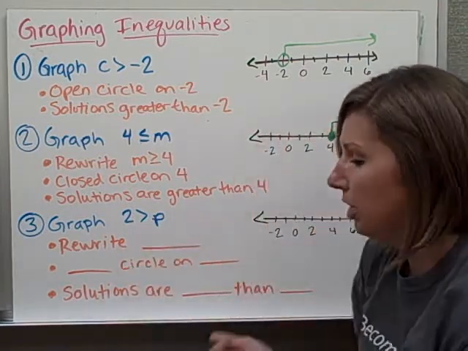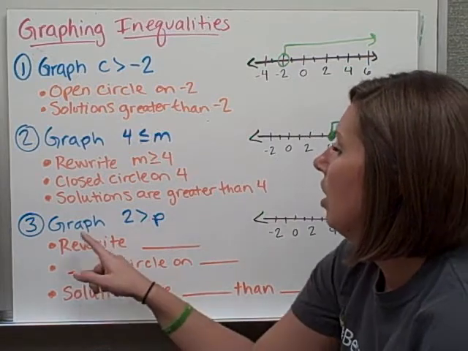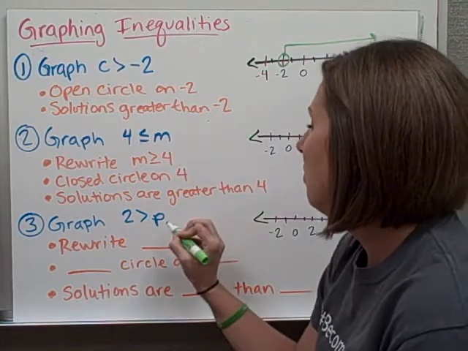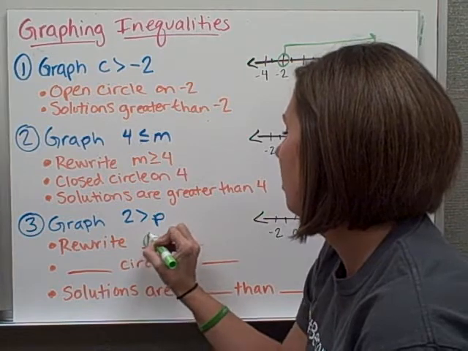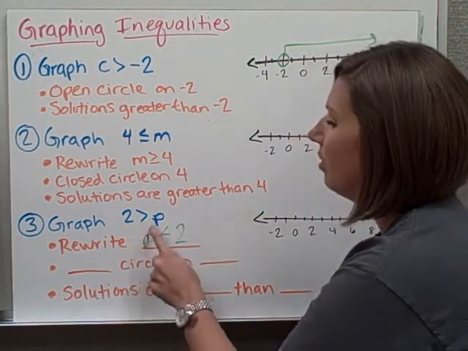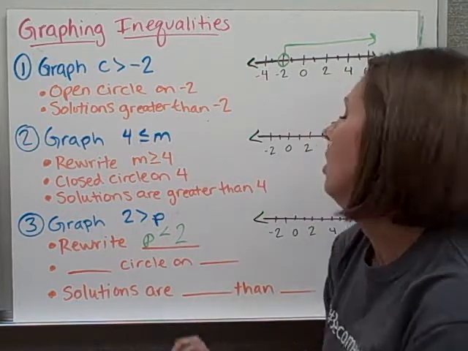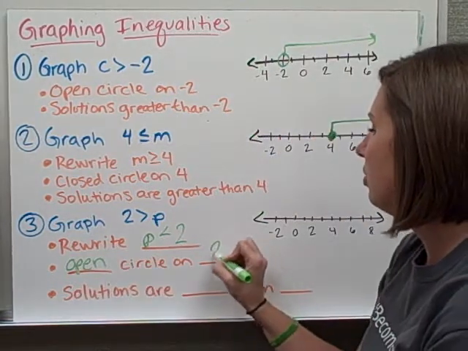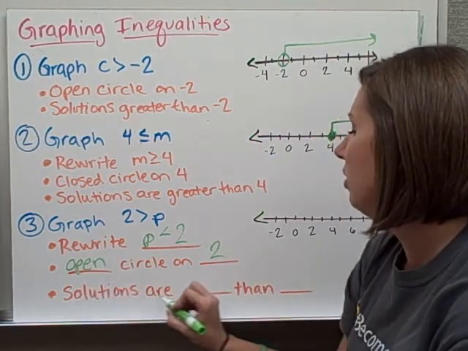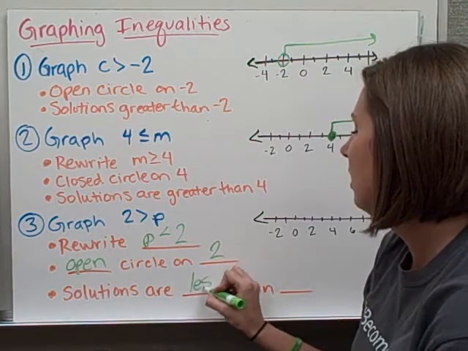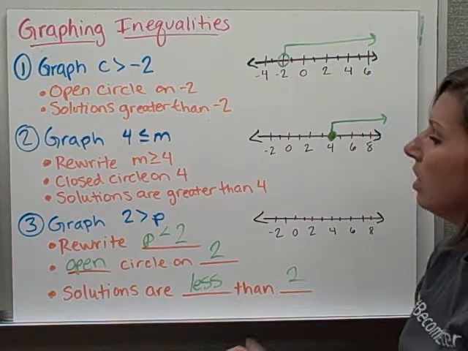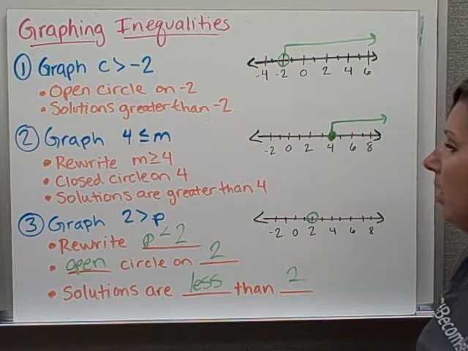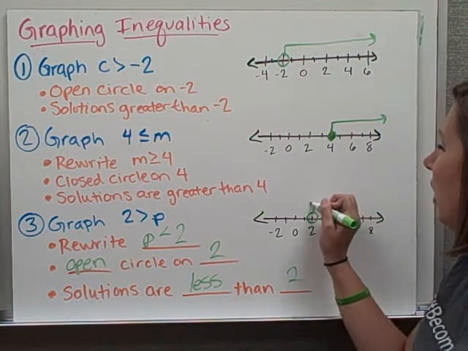In this example, again, I'm going to do it with you. So we've got 2 is greater than p. I need to rewrite that. So I'm going to rewrite it: p is less than 2. If 2 is greater than p, then p has to be less than 2. So I'm going to have an open circle on the number 2. So that means all of my solutions are actually going to be less than 2. So on my number line, I go to the number 2, and I'm going to put an open circle, and I'm going to shade or draw an arrow for all the solutions that are less than 2.